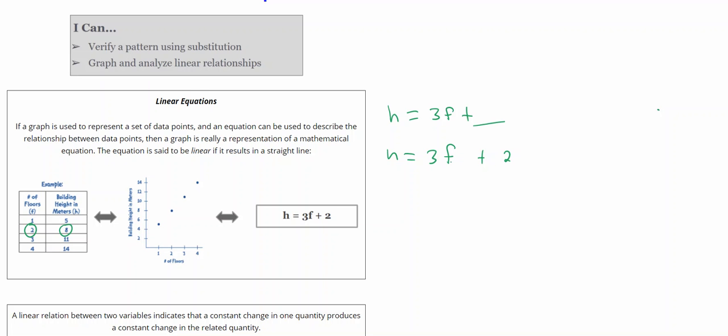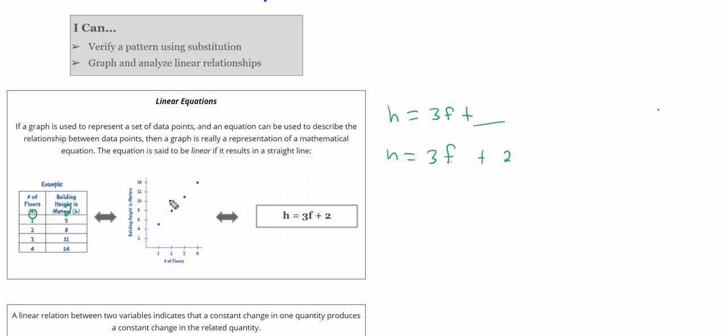If you remember, the other way we did it is, let's say we went back to 0. If the number of floors was 0, then if they're going up by 3 every time, we go down by 3, so that would be 2. So again, it'd be plus 2. Okay, so both those things work.